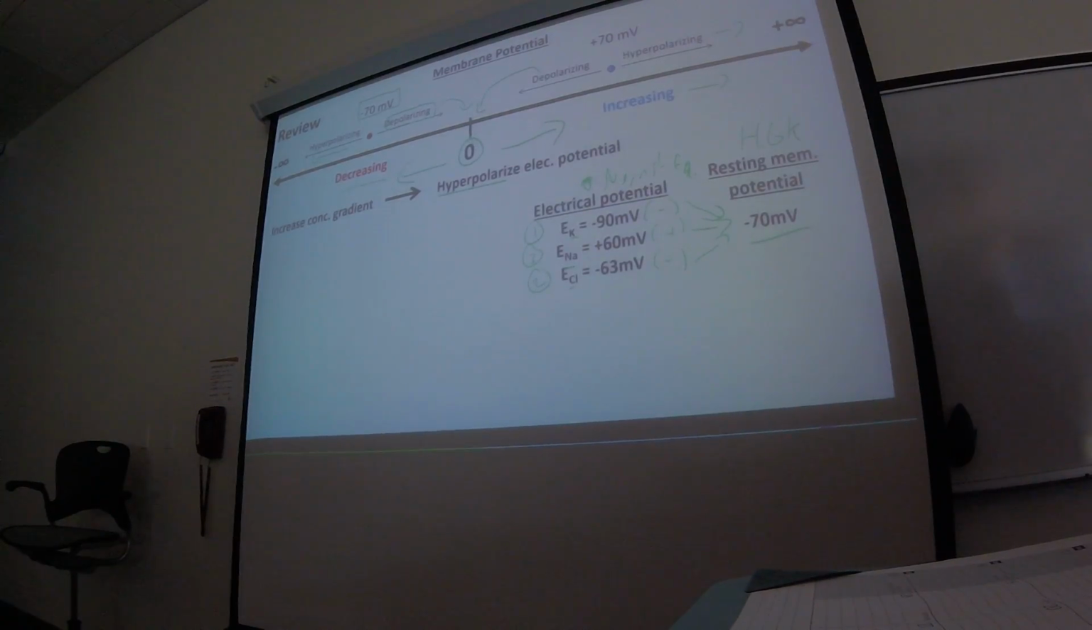And vice versa is true. If you decrease your concentration gradient, you are then depolarizing your electrical potential. Keep in mind, I'm not saying the words increasing or decreasing. I'm using the words hyperpolarizing and depolarizing. So closer to zero or further away from zero.